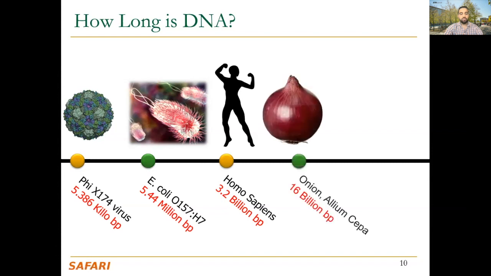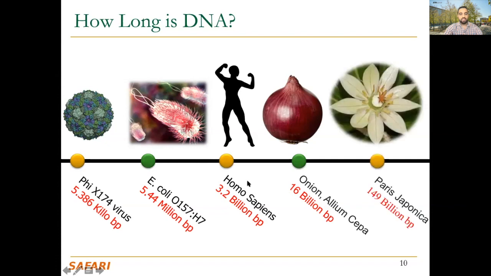And if you go to fruits and plants, they are well known for very long DNA. For example, red onion is 5x longer than ours. And this Japanese flower, I think, has one of the largest DNAs in the world, about 50x larger than what we have. So you can think the workloads can be really huge or very small, depending on what you're looking for.